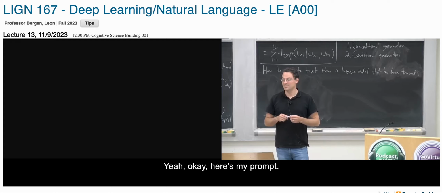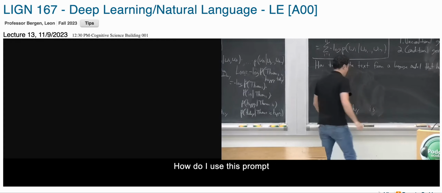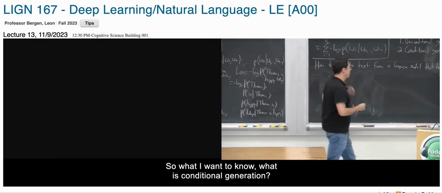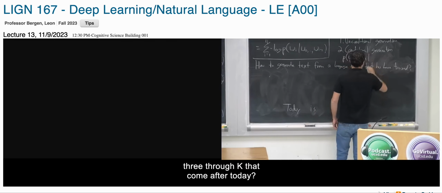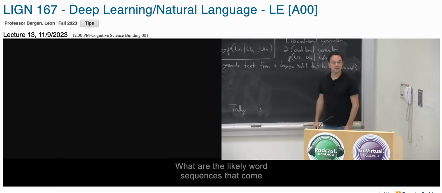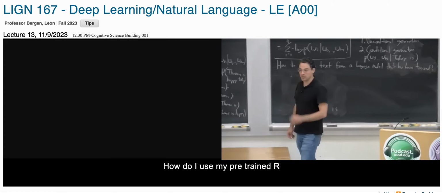Today is. Okay. So here's my prompt: Today is. How do I use this prompt to generate conditioned on this prompt? What is conditional generation? Conditional generation means what's the sequence of words, W3 through WK, that come after today is. That's the distribution I want to sample from. So what are the likely word sequences that come after this particular prompt? How do I use my pre-trained RNN to sample from the sequence?